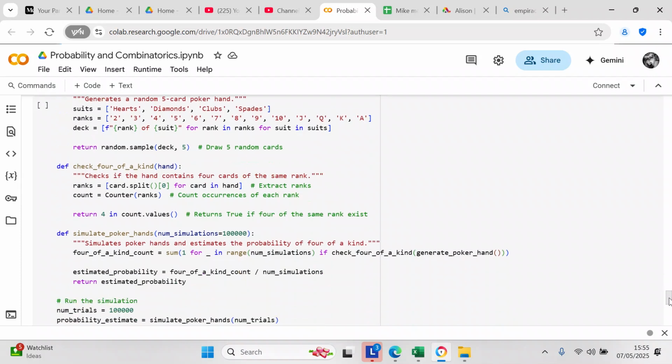And then what we do is we check 4 of a kind, and it's going to accept hand as the input. It's going to check if the hand contains 4 cards of the same rank. Ranks equals card.split()[0] for card in hand. So it's going to extract the ranks. Count equals Counter(ranks), and it's going to count the occurrences of each rank. Return 4 in count.values(). So it returns true if 4 of the same rank exist.